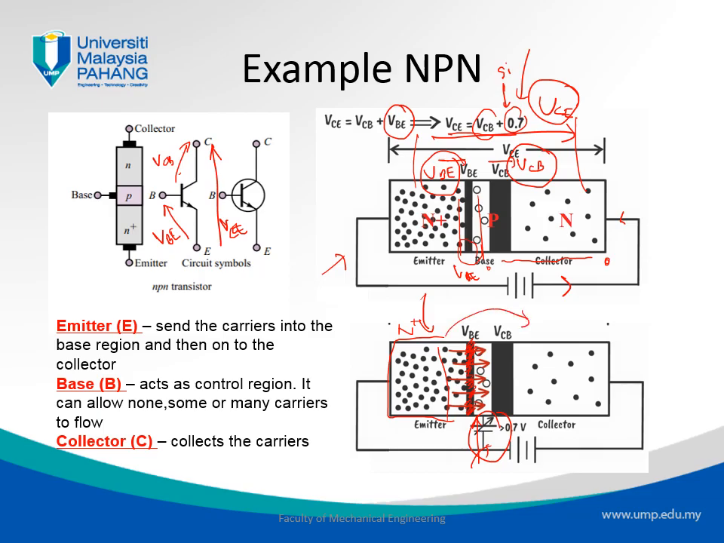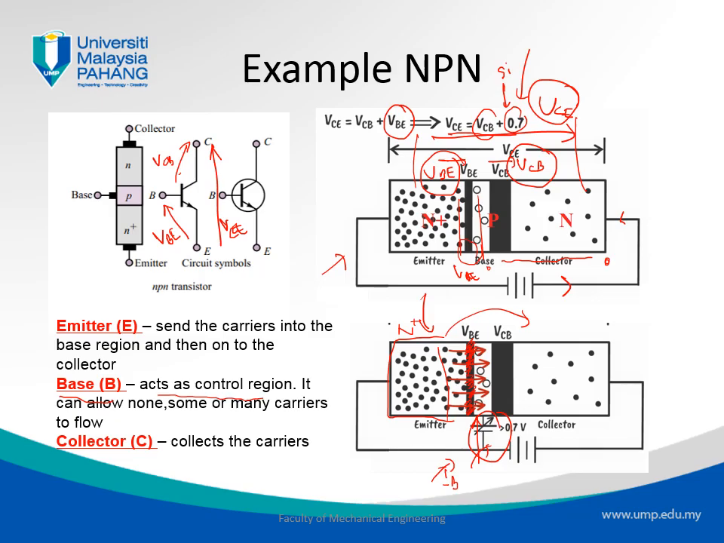So now we have current flowing. We have current flowing in the transistor. So that's why we now call it the base, and the base basically acts as a control region. If there is no IB current in the base, if you don't supply any current in the base, then the transistor won't be operating. So there will be no current circulating.